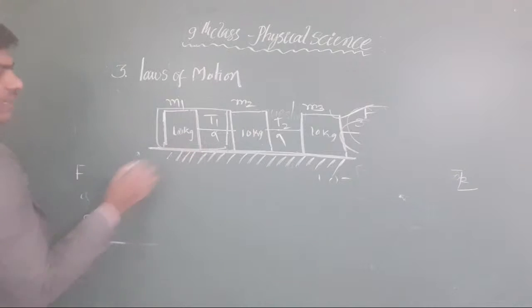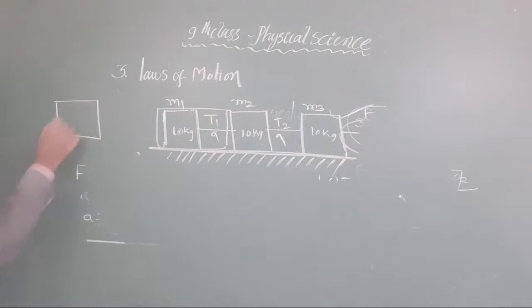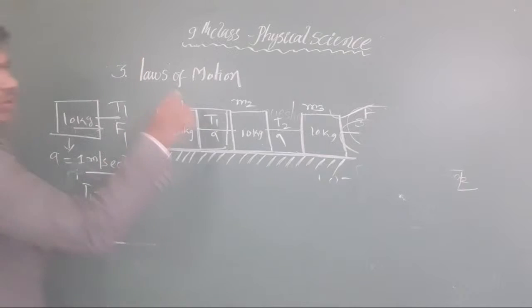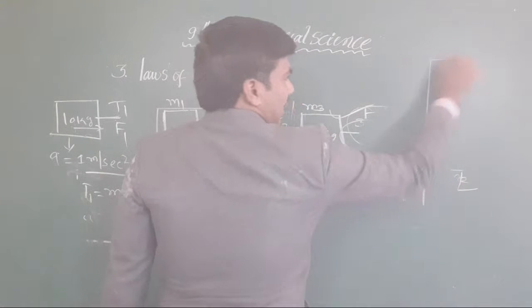Now when we take a single one here, like this 10 kgs of mass, and we are giving force F1, and the acceleration for this one we are already finding. What is that acceleration? A is equal to 1 meter per second square. Acceleration is this, mass is this one. Automatically you get the force, that is T1. T1 is written like this when it is horizontal. When it is vertical, you take it in this manner.